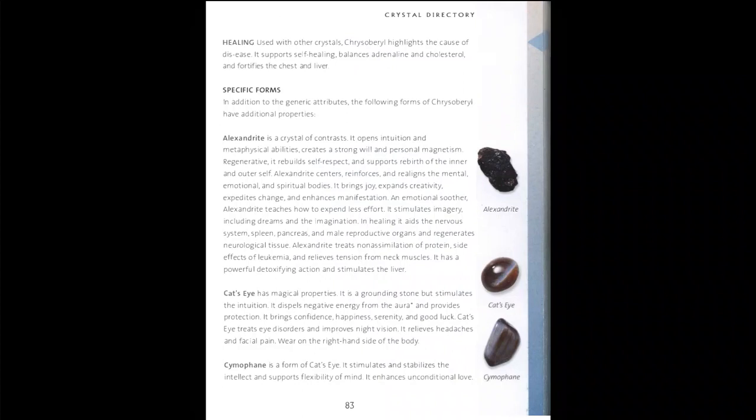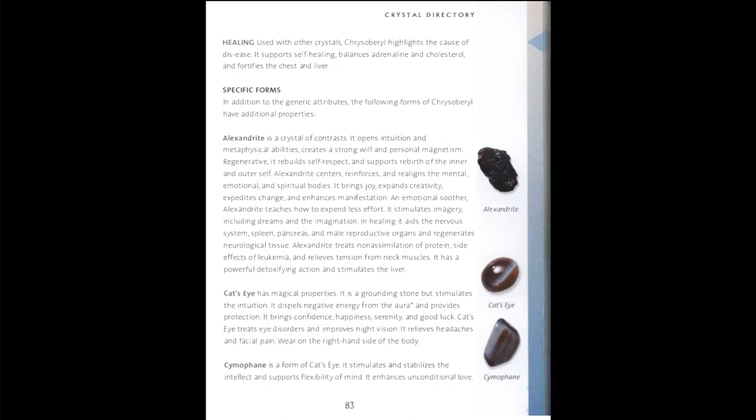Cat's eye has magical properties. It is a grounding stone but stimulates the intuition. It dispels negative energy from the aura and provides protection. It brings confidence, happiness, serenity, and good luck. Cat's eye treats eye disorders and improves night vision. It relieves headaches and facial pain. Wear on the right hand side of the body.